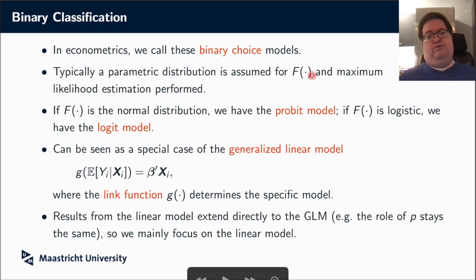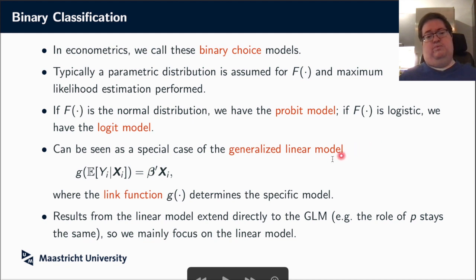So we do in econometrics. There are of course alternative ways to do it, but we assume a particular distribution for F, and we do maximum likelihood. Take the normal distribution for F, you get the probit model. Take the logistic, and you get the logit model. Or if you don't want to give it its econometric name, but its statistics name, we call it logistic regression here.